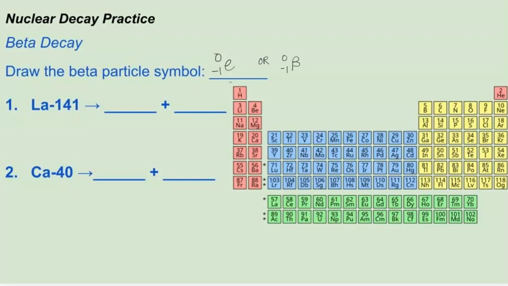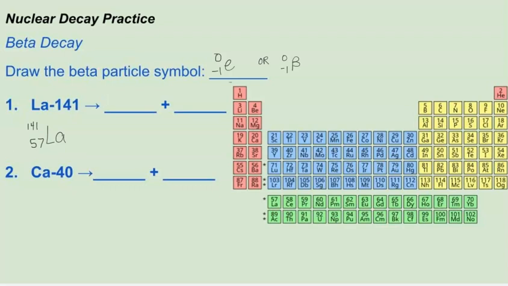So lanthanum-141 is decaying, so we start by drawing our full isotope notation. 141 is of course the mass number, and then lanthanum, if we want to find that on the periodic table, it's actually pulled down into the F block on this periodic table, number 57. And so we'll put in that number 57.